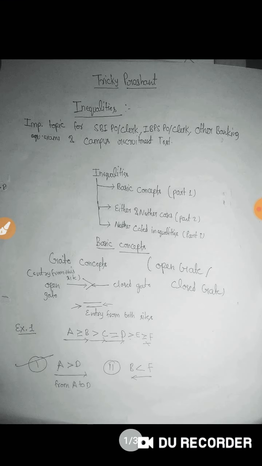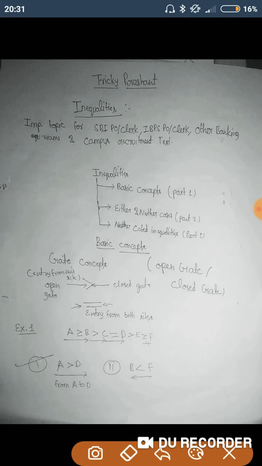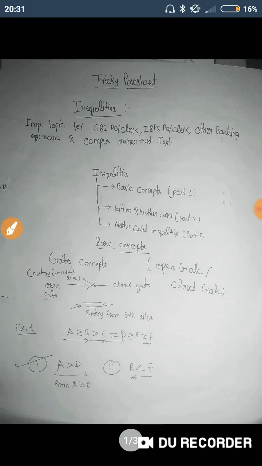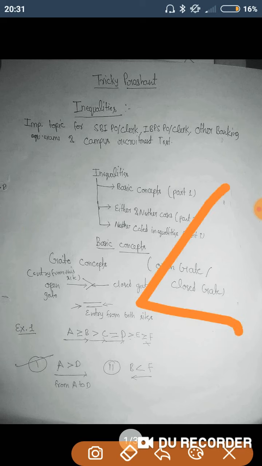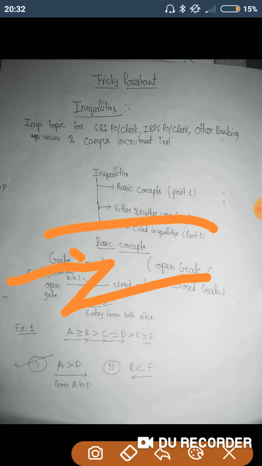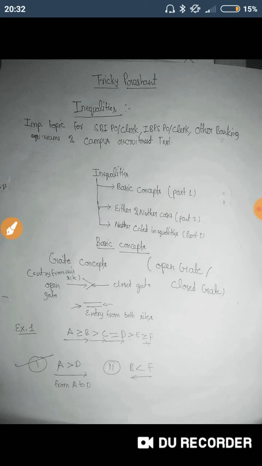The symbol greater than means the gate is open from there. This is greater than and this is open, so one can pass. Less than, this symbol, less than, means nobody can pass through the gate. Equal to, the gate is open from here and there also.